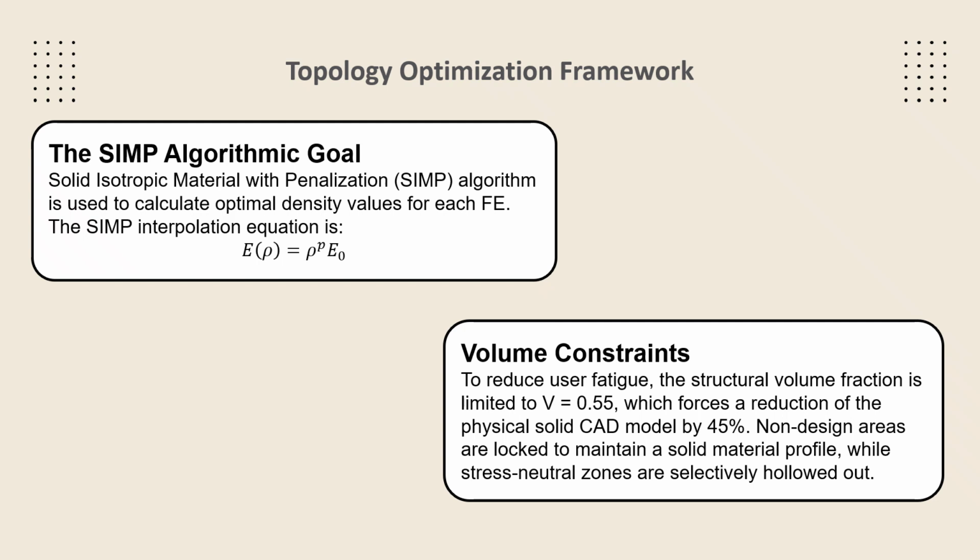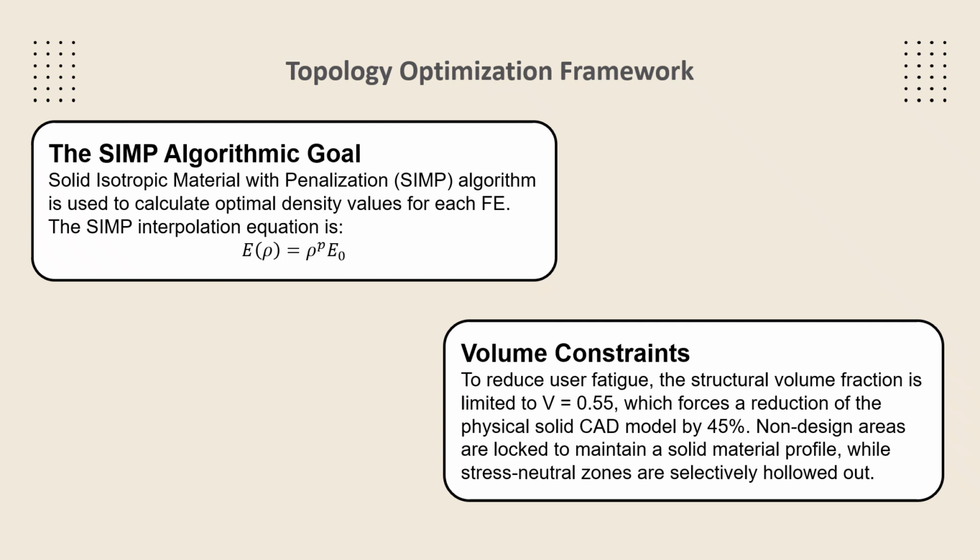This brings us to our structural optimization framework, where we apply computational mechanics to refine our geometry. We employ the solid isotropic material with penalization, or SIMP, algorithm. The mathematical goal of the SIMP method is to minimize global structural compliance under our active multi-load conditions, which is equivalent to maximizing the overall structural stiffness of the prosthesis. The algorithm evaluates the relative density of each individual finite element using the material interpolation equation shown on the slide.